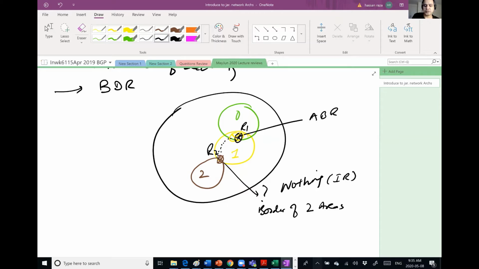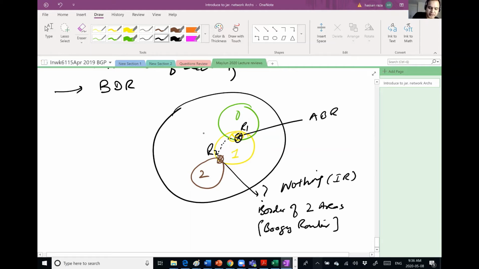So for such routers, I have not seen a terminology used, but I've seen a terminology called boogie router. In some other books, they would call such routers boogie routers, as they are a sort of border routers, but they're not ABR because they don't qualify. So area 2 is not really part of OSPF. In order to make this area part of OSPF, I draw this dotted line.